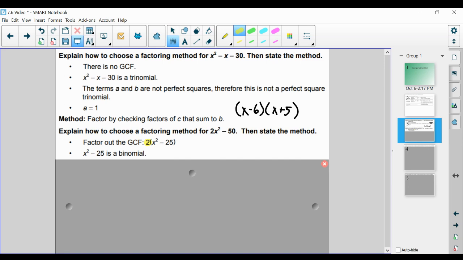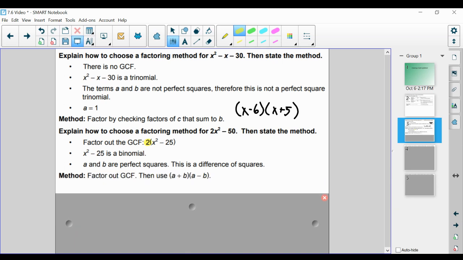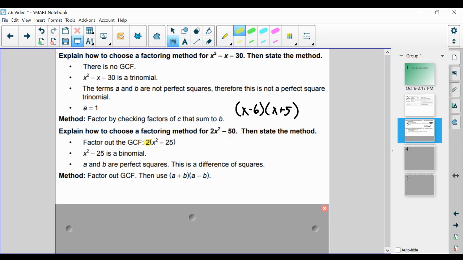We have x squared minus 25. That's a binomial, which means we can now look to see if it's a difference of perfect squares. If it's not a difference of perfect squares, it cannot be factored. Well, a and b are perfect squares. X squared and 25, those are perfect squares, which means it is a difference of squares. So we factored out that 2, and then we're going to be using the setup of difference of squares.